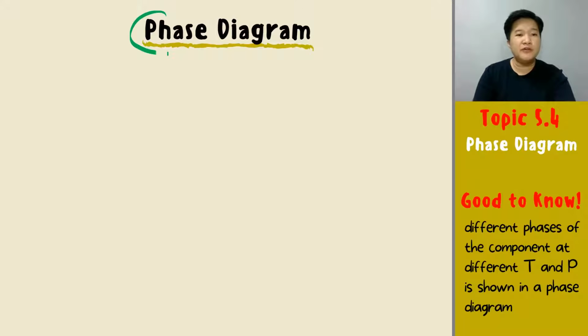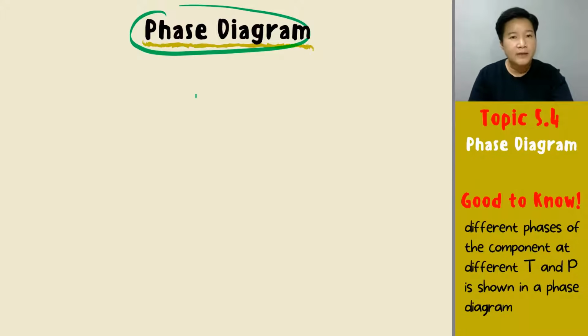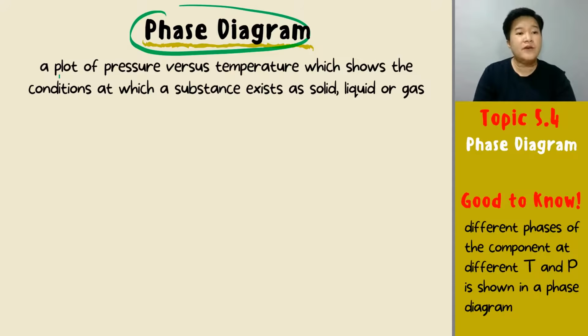Next, let's move into phase diagram. What is actually a phase diagram? A phase diagram is a plot of pressure versus temperature. So you have pressure versus temperature, which will show the condition under which a substance exists as solid, liquid or gas.